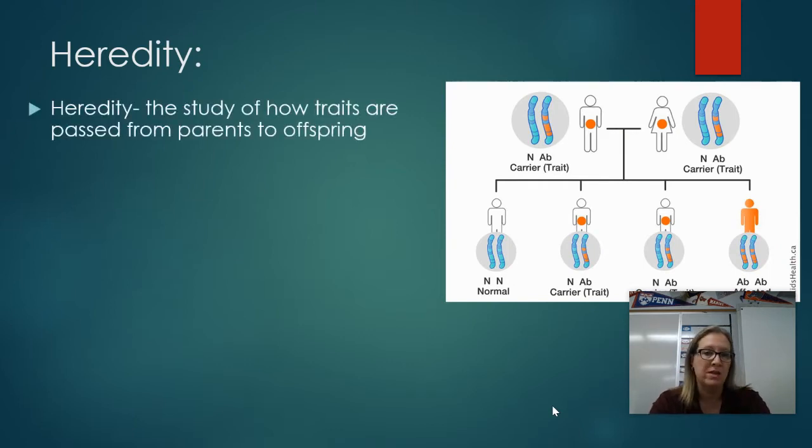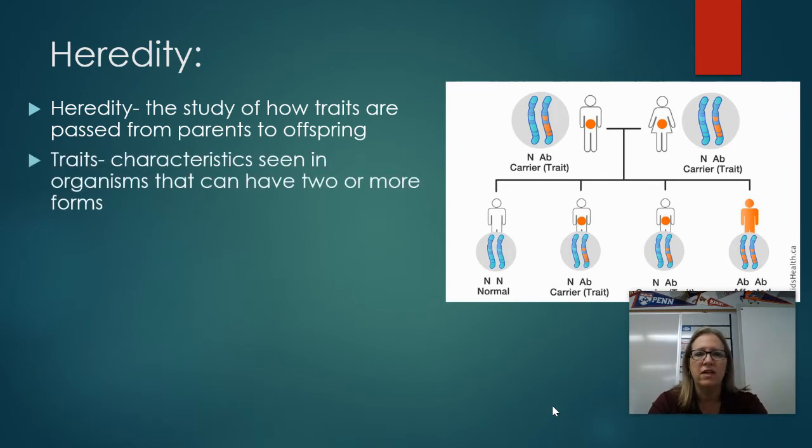Okay, heredity is actually a study of something, and it's the study of genetics. Okay, so it's the study of how traits are passed from parent to offspring. Genetics deals with that field of traits being passed from parents down to offspring. Okay, the traits are the characteristics that we actually see in the organisms, and they can usually happen in two or more forms.